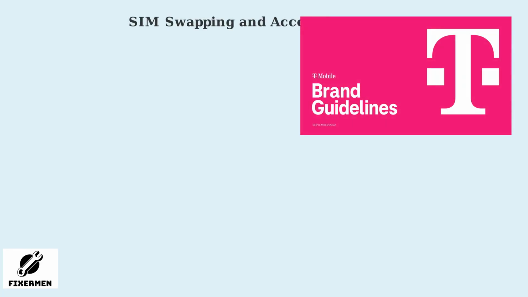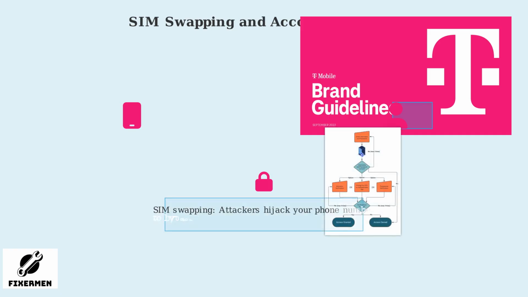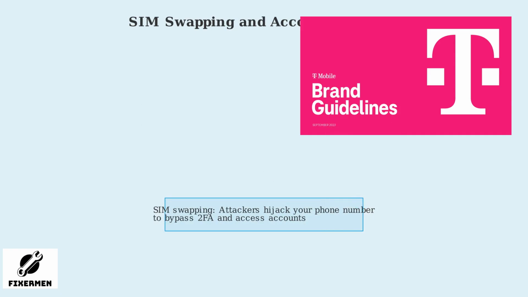SIM swapping is a dangerous type of fraud where attackers hijack your phone number to bypass two-factor authentication and gain access to your accounts. In SIM swapping, attackers contact your mobile carrier pretending to be you, providing some personal information to convince the carrier to transfer your phone number to a new SIM card they control. Once they have your phone number, attackers can intercept two-factor authentication codes sent via SMS, allowing them to break into your online accounts, including banking and email.